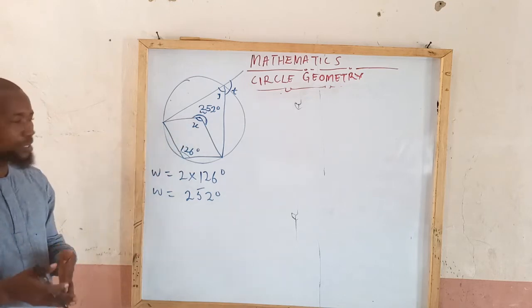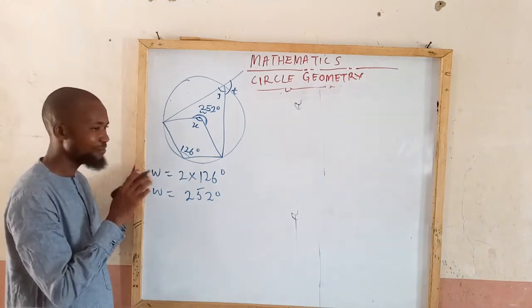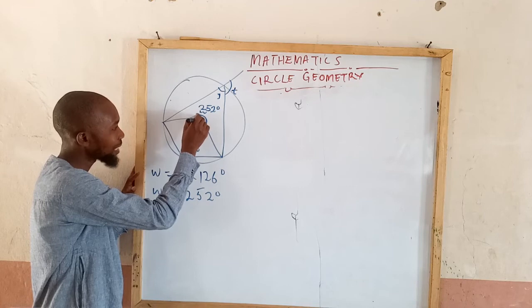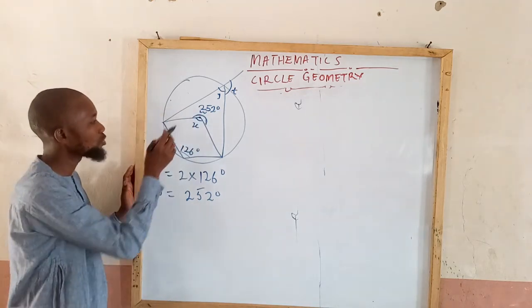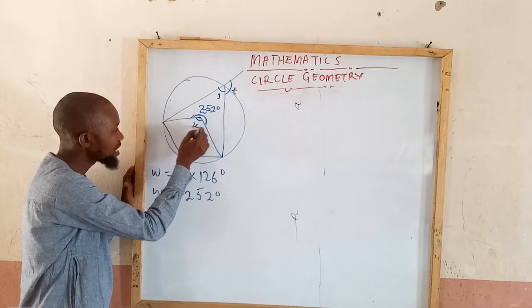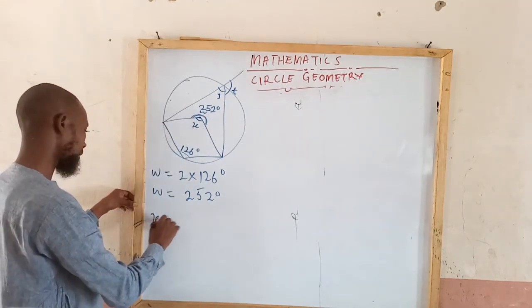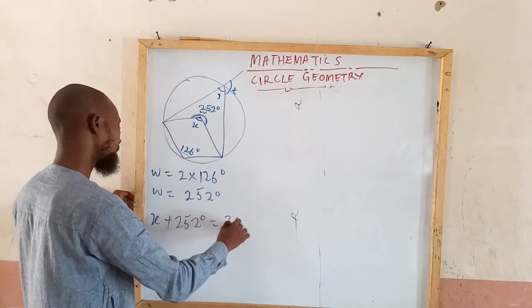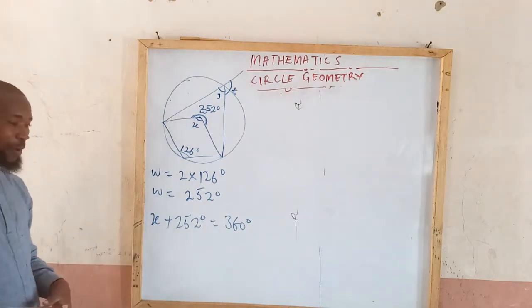But we have means of reasoning. So the way we are going to reason now is to find a relationship between the angle at this center and the angle at the point here. The relationship between the two is that the summation of everything here is going to be 360 degrees. There we say that x plus 252 degrees is equal to 360 degrees. So the theorem here is that the sum of angles at a point is 360 degrees.